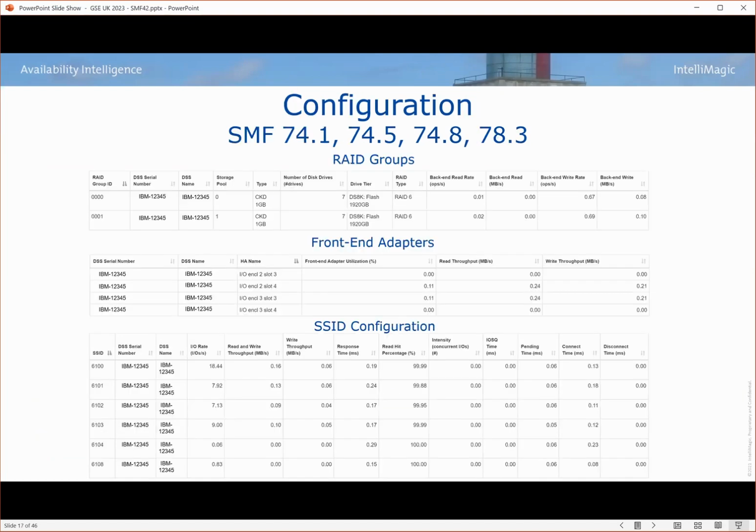So just putting together the configuration information, you'll see that we have RAID group information, front-end adapters, the host adapters, or rather the front-end adapters on the disk, and of course things like the SSID configuration in the disk itself, what you've defined. So even though we're looking at performance data, normally we get a lot of good configuration information from these records as well. So don't ignore that.